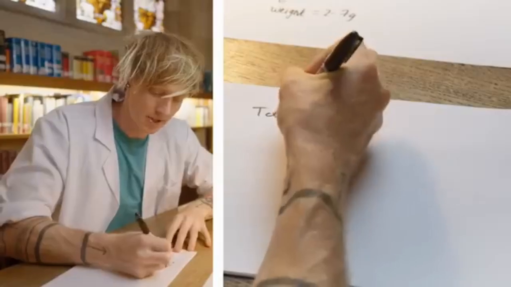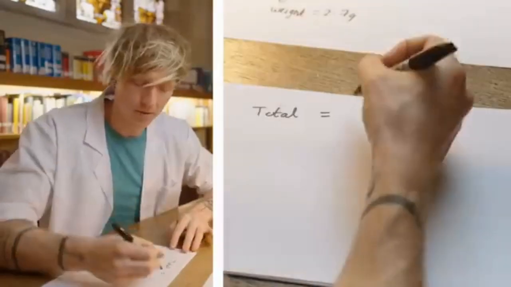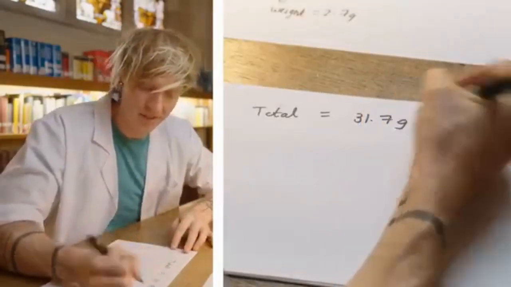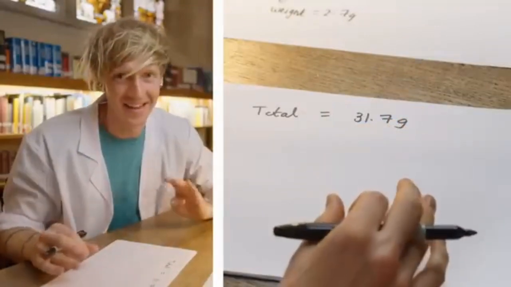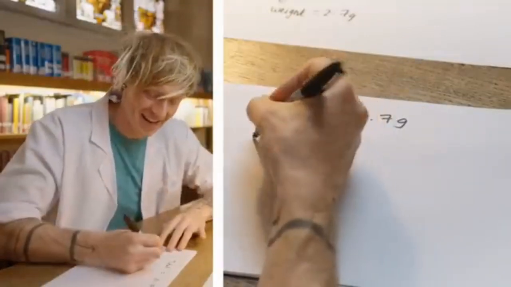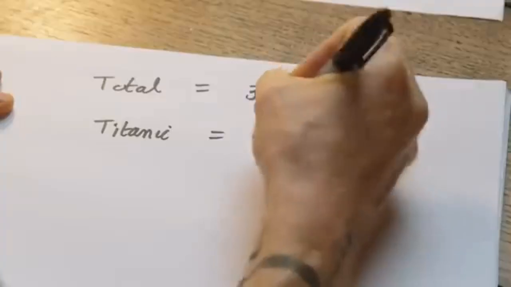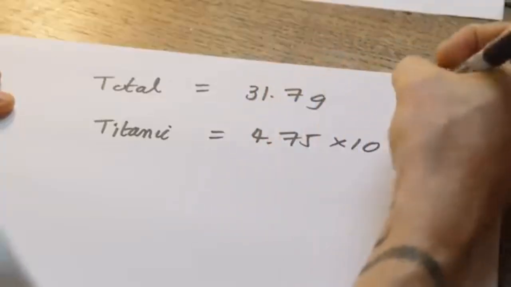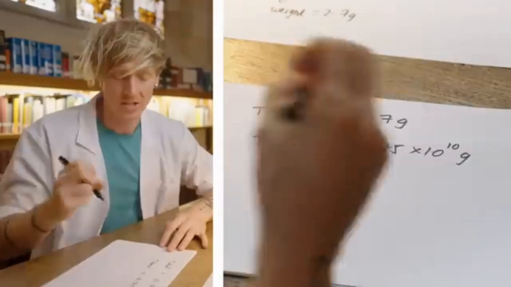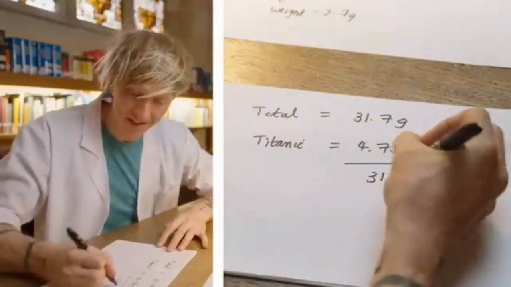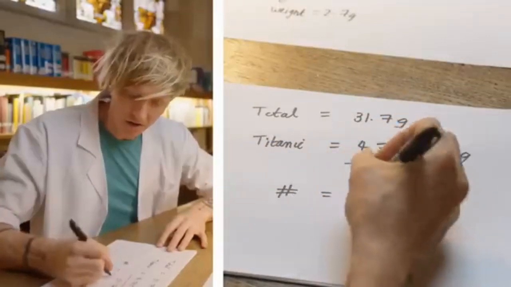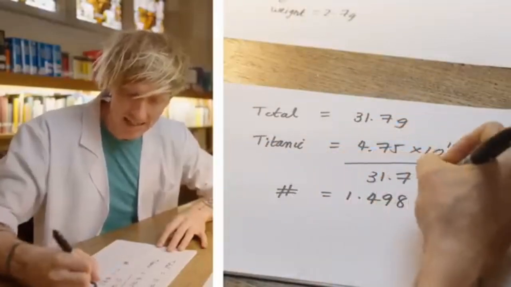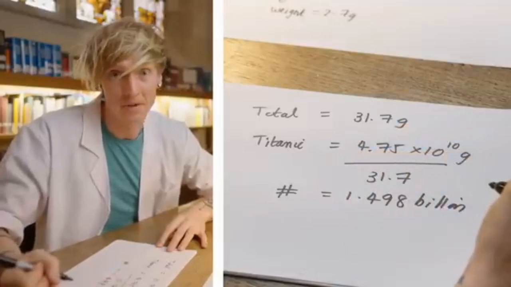Now, subtracting the weight from the buoyancy tells us that a single ping pong ball can lift 31.7 grams. Now, the Titanic weighs a lot more than 31.7 grams. In fact, it weighs exactly 4.75 times 10 to the power 10 grams. So dividing this number by 31.7 gives us our final total of 1.498 billion ping pong balls.